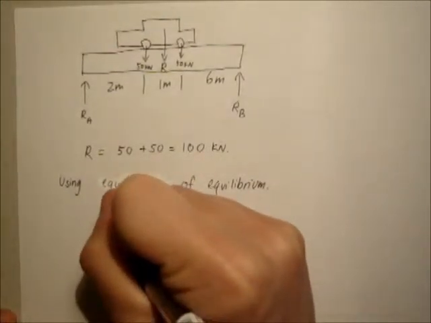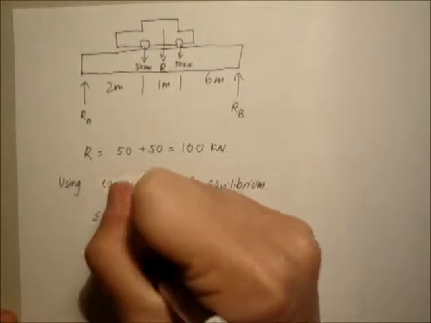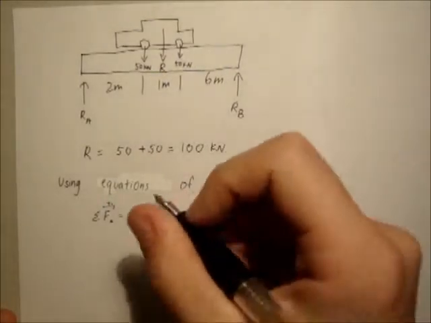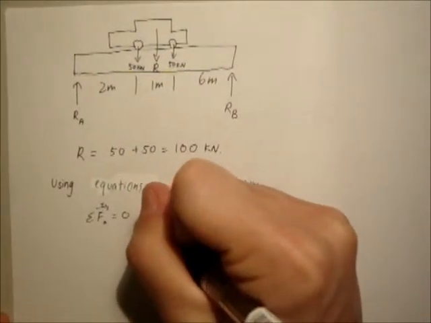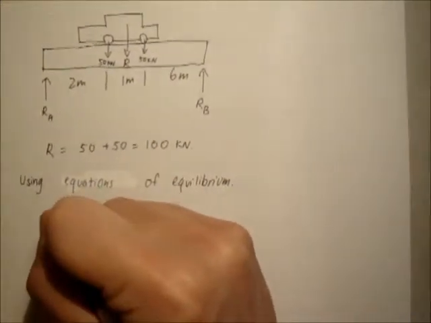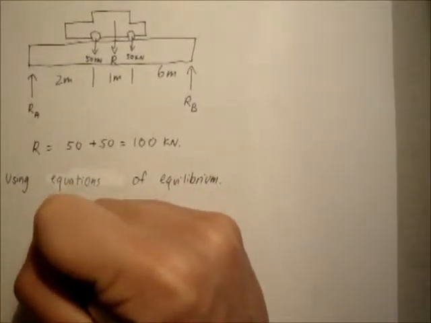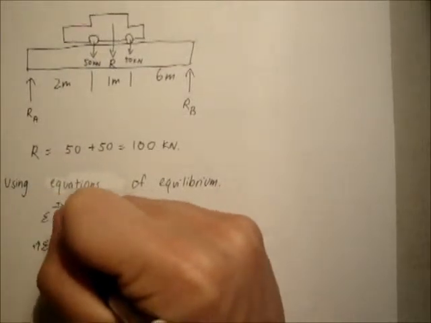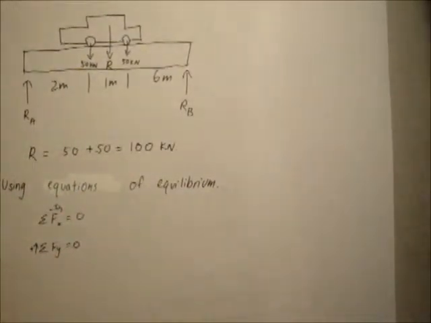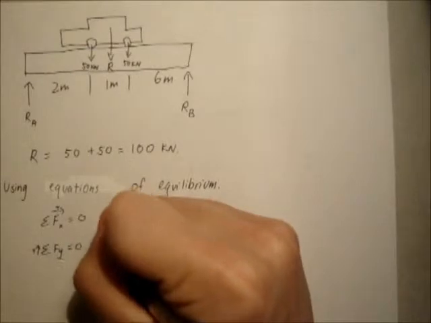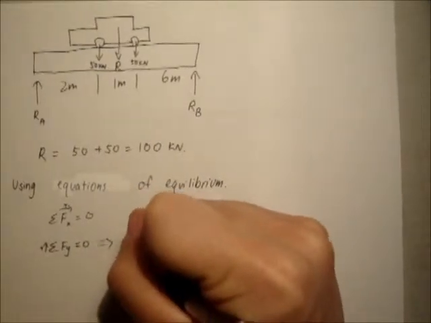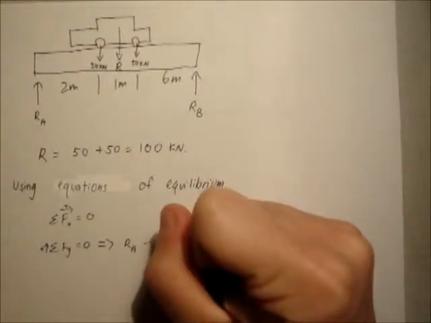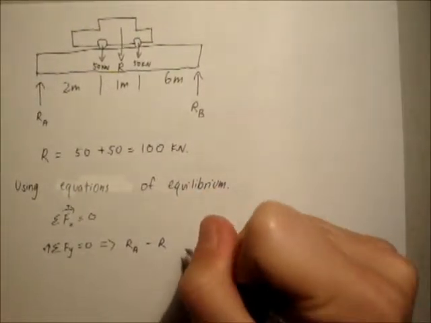Therefore, in the x direction, Fx equals to 0. However, as there are no forces in the x direction, then it does not need to be calculated. However, in the y direction, there is both RA, RB, and R. Therefore, using equations of equilibrium, RA plus RB minus R equals to 0, as upwards direction is positive.